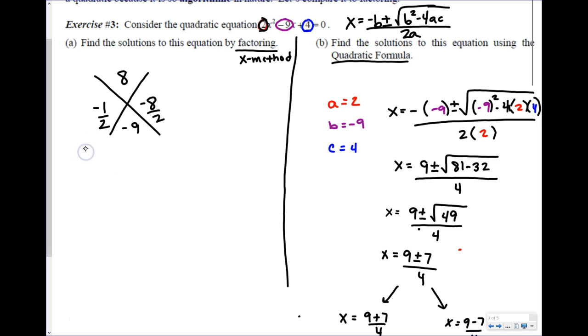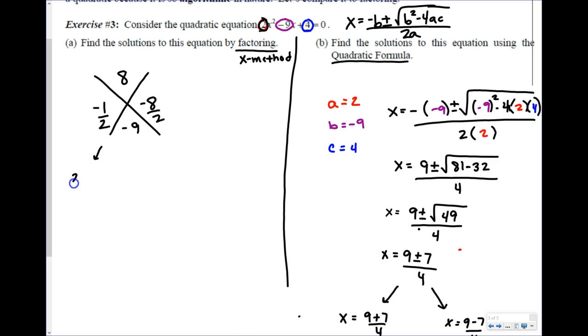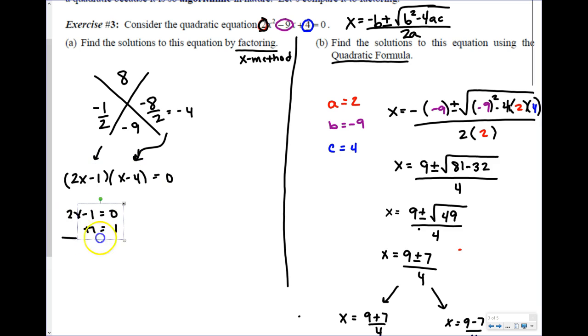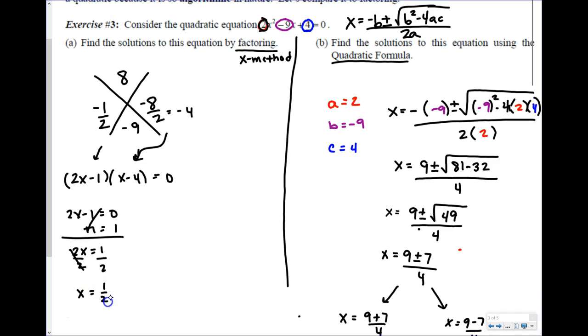So this right here, this negative 1/2, I'm going to pull it out to get 2x minus 1. And this reduces to negative 4, so I get x minus 4. Then when I set them each equal to 0 and solve, add the 1 to both sides, 2x equals 1, and divide both sides by 2. There I get my answer of 1/2, and the other one will give me a positive 4. x minus 4 equals 0, add the 4, and I get x equals 4.